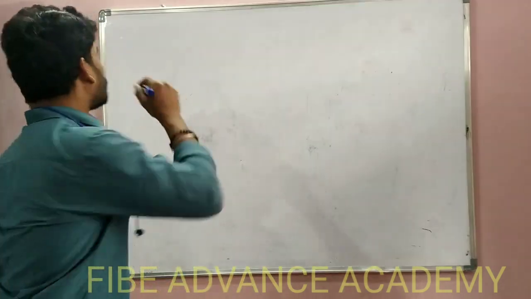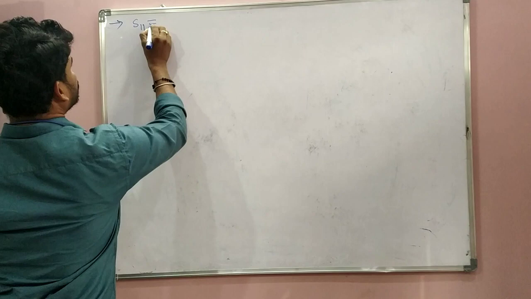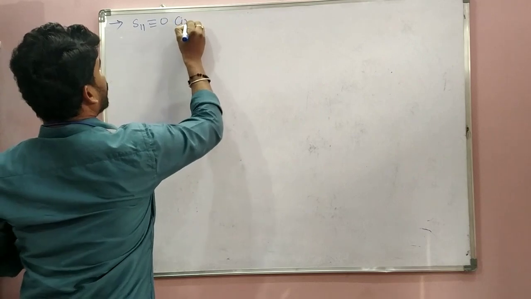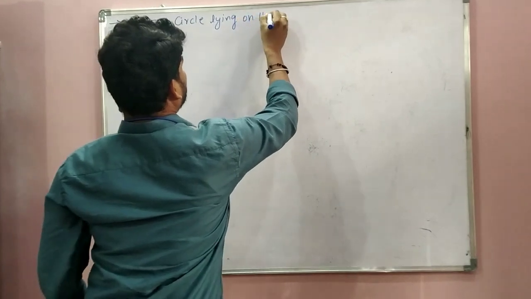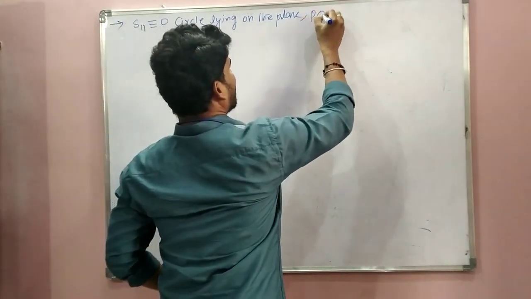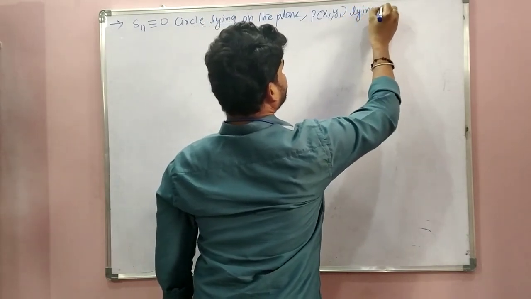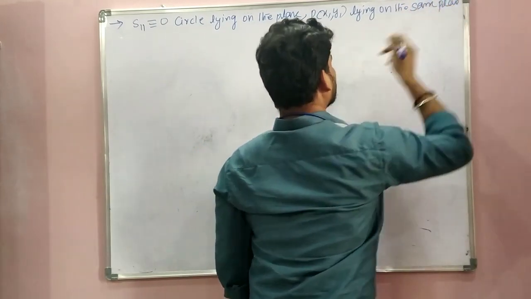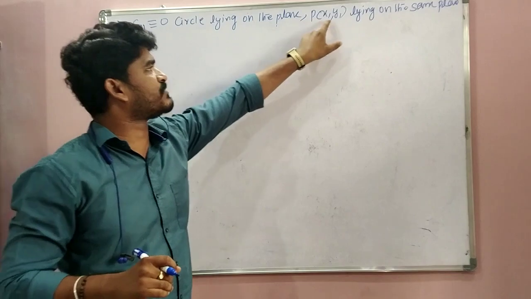The first topic is the theorem where S1 equal to 0 represents a circle, and a point P(x1, y1) lying on the same plane.